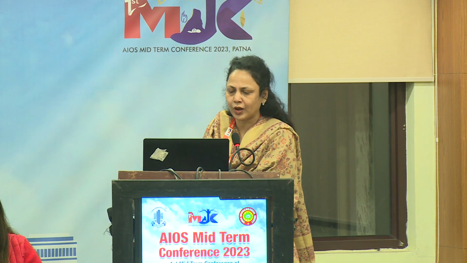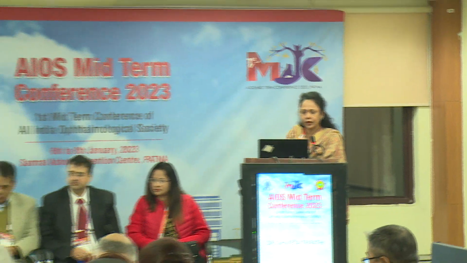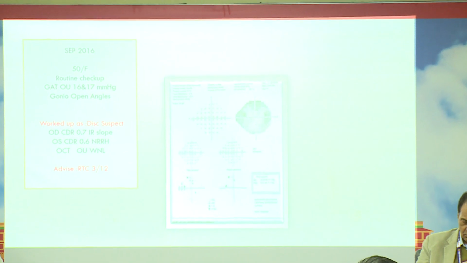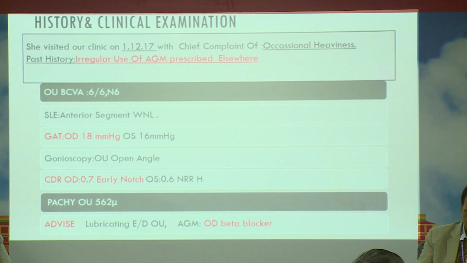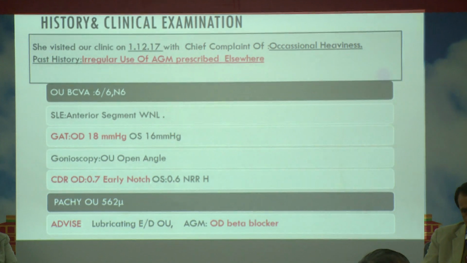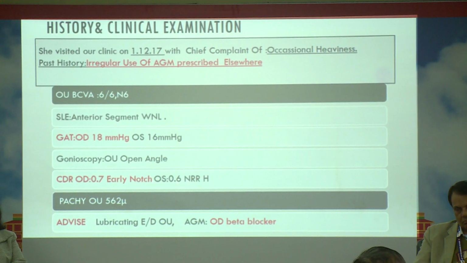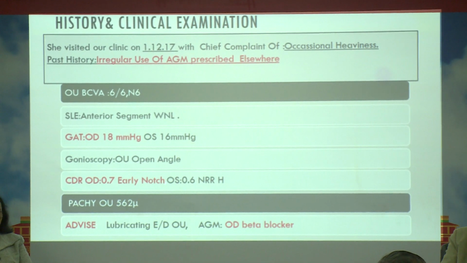So let's get started with this particular case, where a 50-year-old female presented to us in 2016, and was diagnosed and worked up as a disc suspect, with the right eye having only an inferior slope, though everything else was within normal limits. She was advised to review at the clinic after 3 months. But due to her non-compliant nature, she presented to us maybe 15 to 16 months later, in December 2017, with the chief complaint of occasional heaviness.